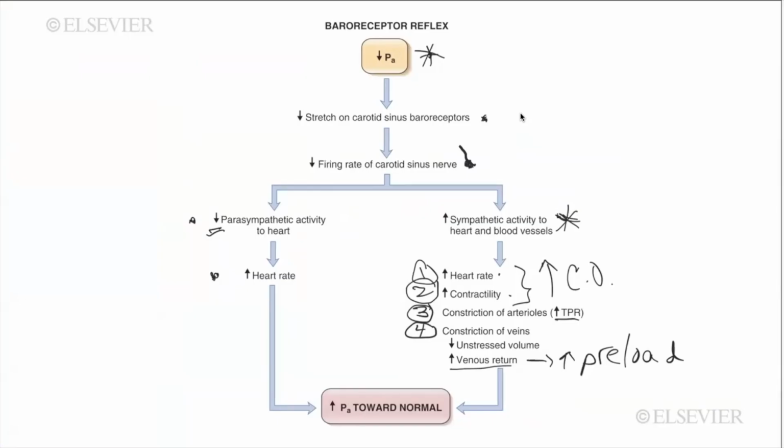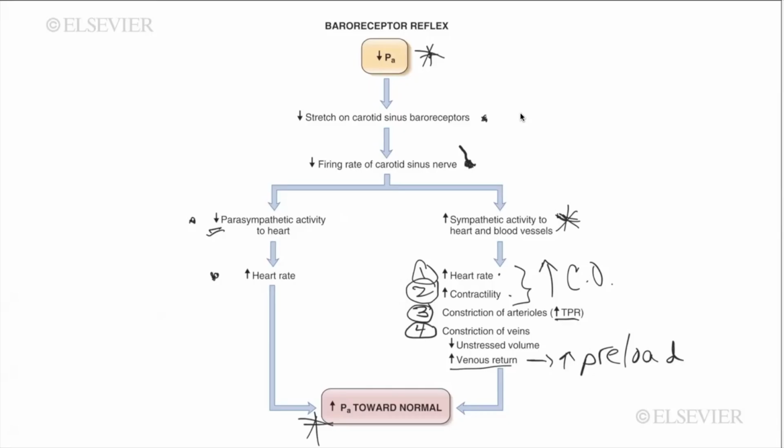And finally, by increasing venous return or preload, you're going to constrict the veins to increase venous return and preload. You're going to return more blood to the heart so that there can be an increase in cardiac output. Okay, so that is how these 4 effects cooperate, all working together to increase arterial pressure back toward normal.